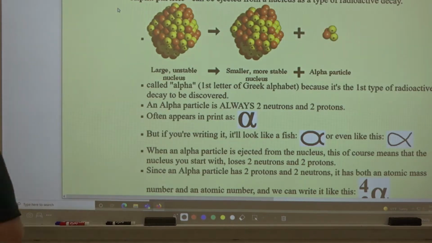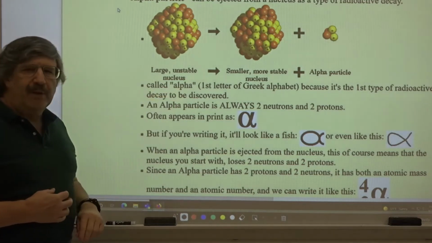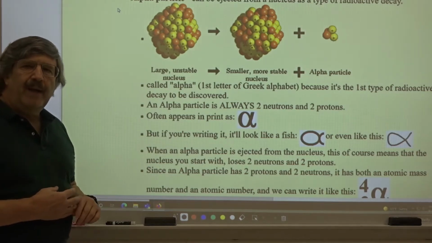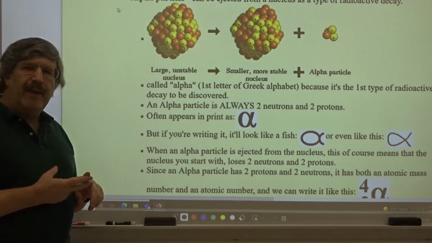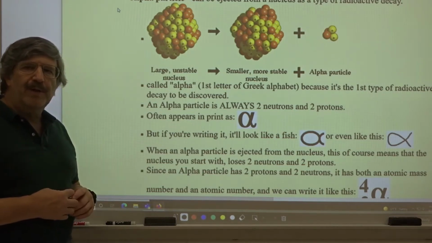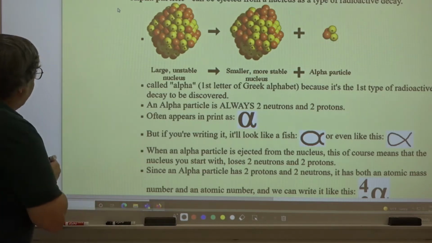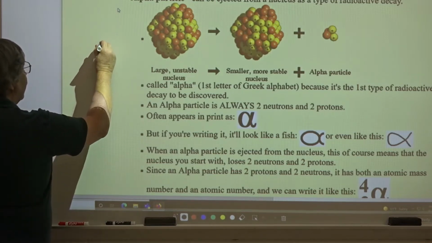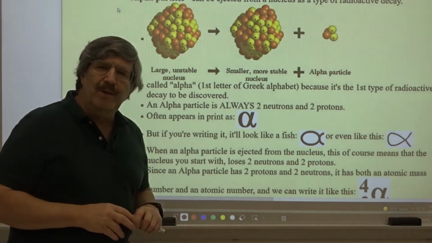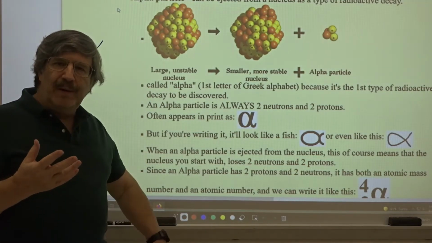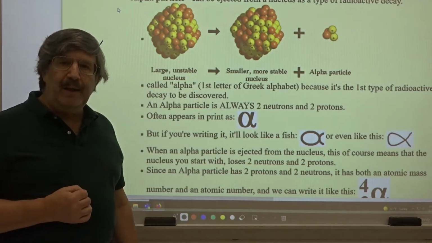In alpha particle decay, and alpha is the first letter of the Greek alphabet, 2 protons and 2 neutrons are ejected from the nucleus, and that combination of 2 protons and 2 neutrons is known as an alpha particle. It is represented like this. That's the Greek letter alpha. And because there are 2 protons and 2 neutrons, an alpha particle is a kind of nucleus. In fact, it's the nucleus of a typical helium atom.